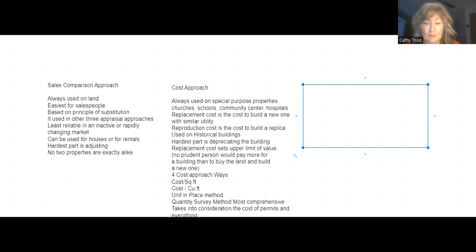So the hardest part is working with the investor's cap rate. For the appraiser, they use the sales comparison approach to figure out rental amounts.